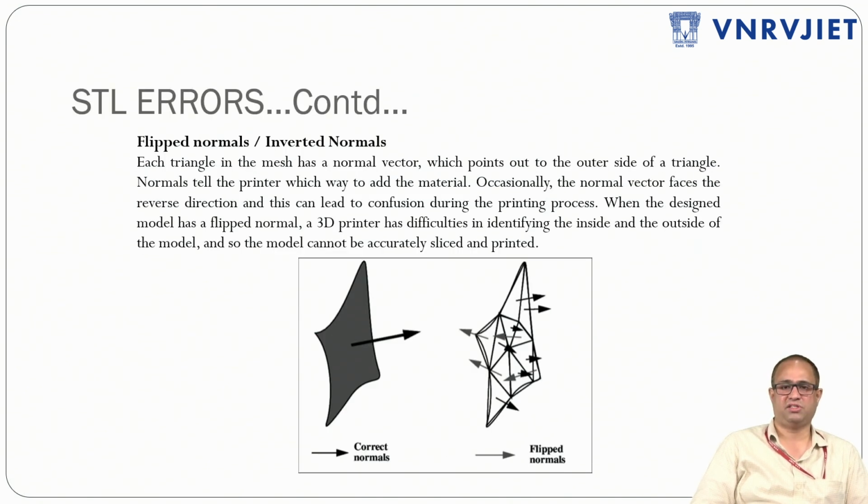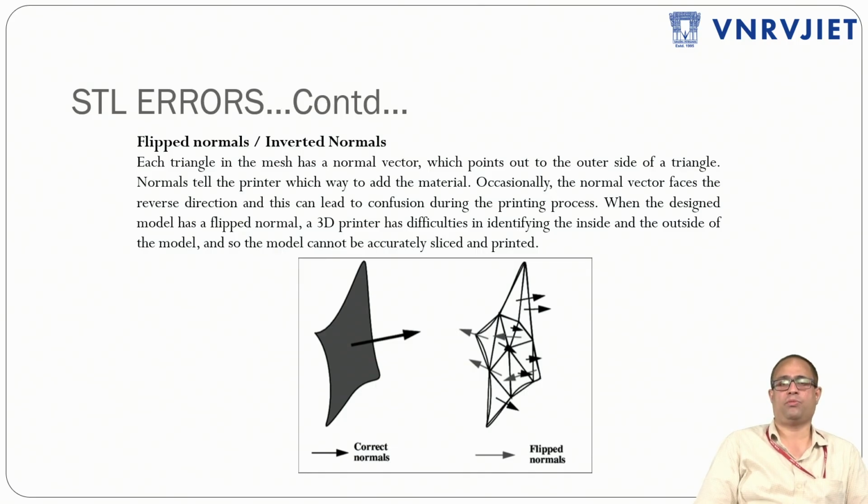Flipped normals means that occasionally the normal vector faces in the reverse direction. If the normal vector faces the reverse direction, it is going to confuse the printing process, so the material is not going to lay properly.